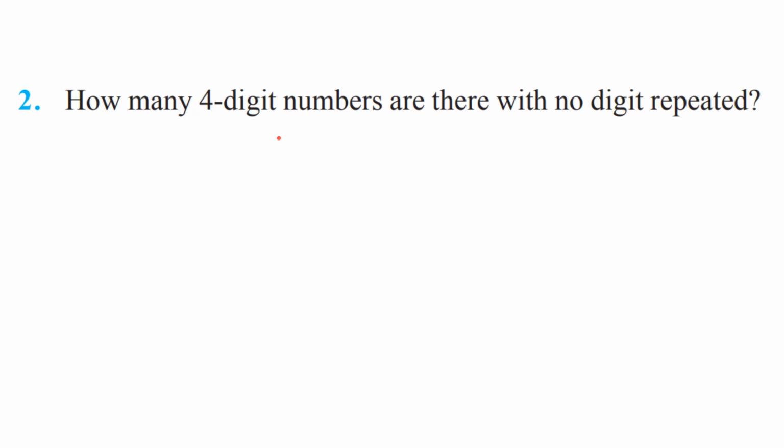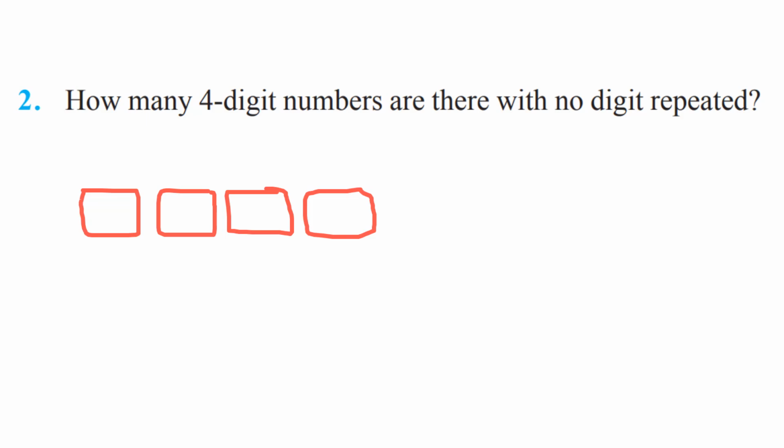How many 4-digit numbers are there with no digits repeated? This is not a part of the previous question. This is an independent question. So here the digits are 0 to 9. How many distinct objects do we have in 0 to 9? We have 10 distinct objects. It means n equal to 10.